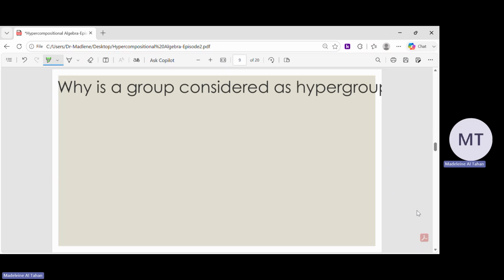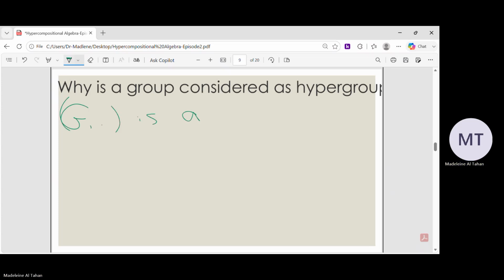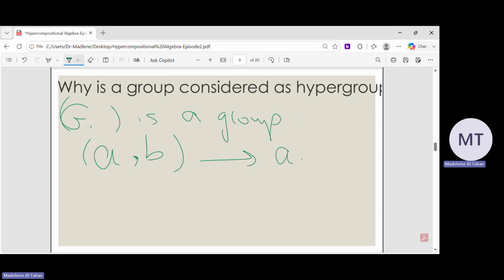Why do you think that every group is a hypergroup? Let's start with a group, (G, ·) is a group. Why is it a hypergroup? If you look at (a, b), which is in the Cartesian product of G with itself, it goes to a·b. Now, if you allow this one to be a singleton, of course, it satisfies the reproduction axiom as a group, right?